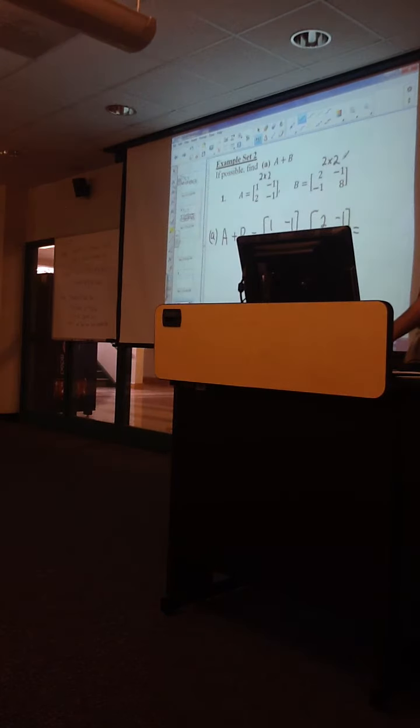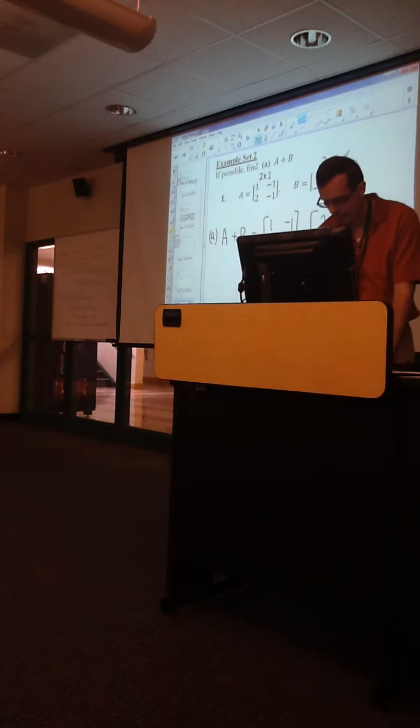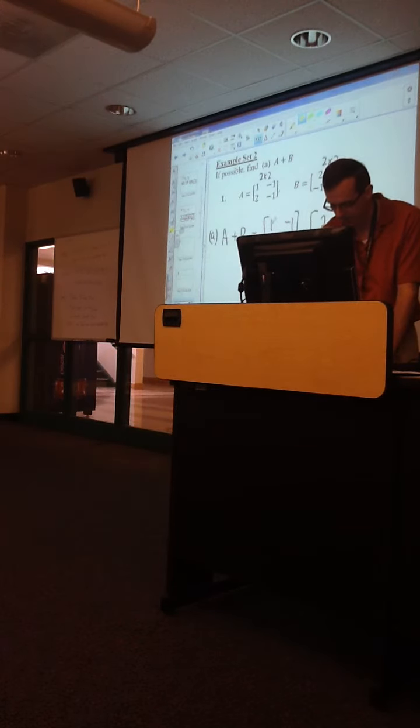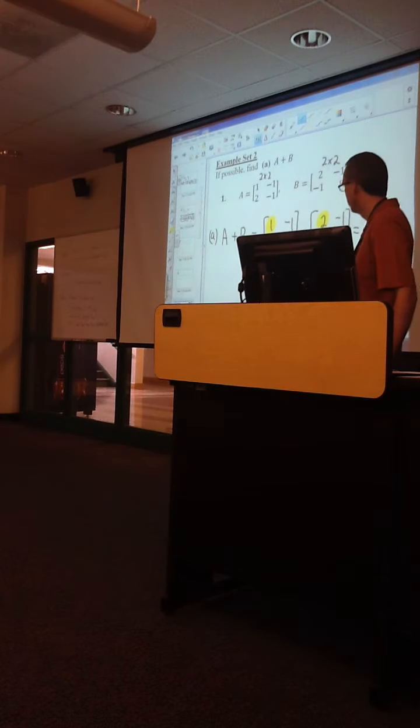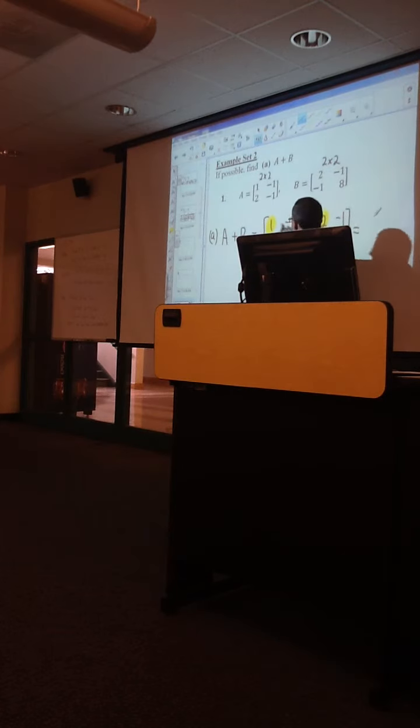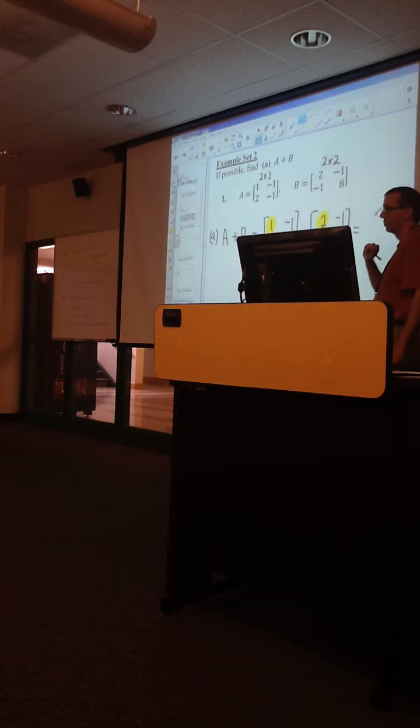Which means, yes, we can add them because they're the same size. As long as they have the same number of rows, and their columns also match. In this case, they're both 2 by 2. Since they're the same size, we now can add the corresponding entries. When you add the corresponding entries, the result goes in the same position. So the corresponding entries in the upper left-hand corner, when added together, the result goes in the upper left-hand corner.